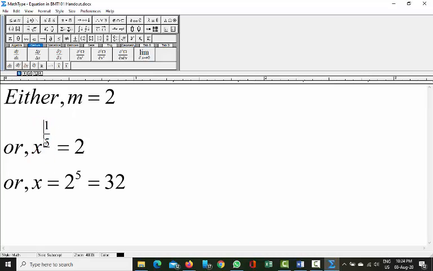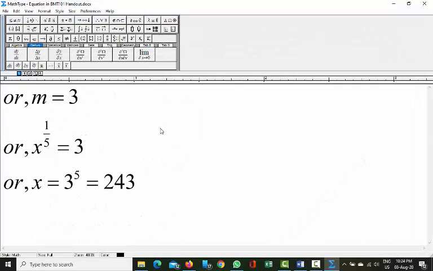So now if you move this power to the right hand side, it will reverse. So we have 1 by 5, it will become 5 by 1. So that means only 5. So 2 to the power 5 is equal to 32.